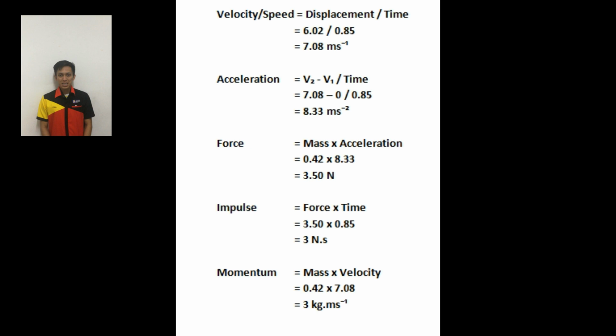The velocity, which is the same as the speed of the ball, is 7.08 meter per second. Acceleration is 8.33 meter per second squared. The force for the jump shooting is 3.50 Newton based on the impulse momentum theorem. Impulse is the same as momentum, which is 3 Newton second.